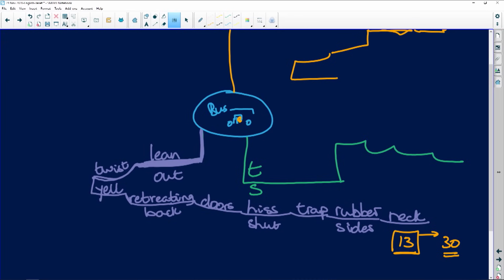Tony Buzan says as well that a mind map must be neat. So you must be able, if these are your ideas, if these are your thoughts, then it must be linked, because your thoughts are linked, right? So you must be able to read it backwards. Her neck was caught between the rubber sides of the bus, and she was trapped. This happened when the hissing shut of the doors happened. That happened when she was looking at his retreating back and yelling at him, twisting her body as she leant out of the bus.